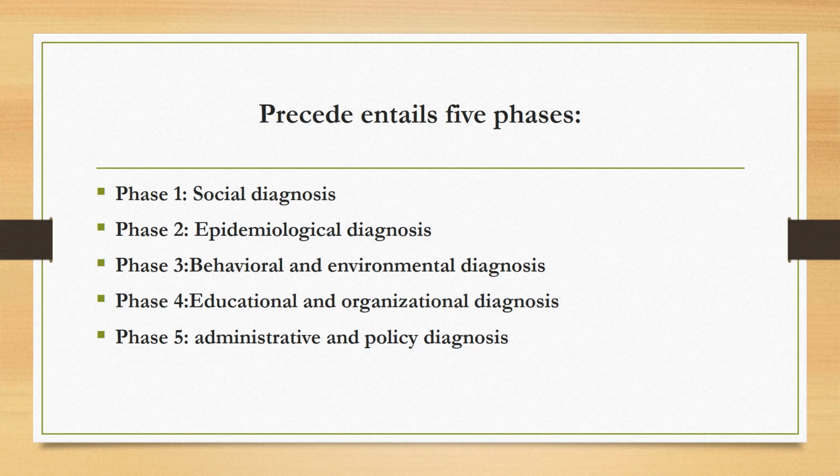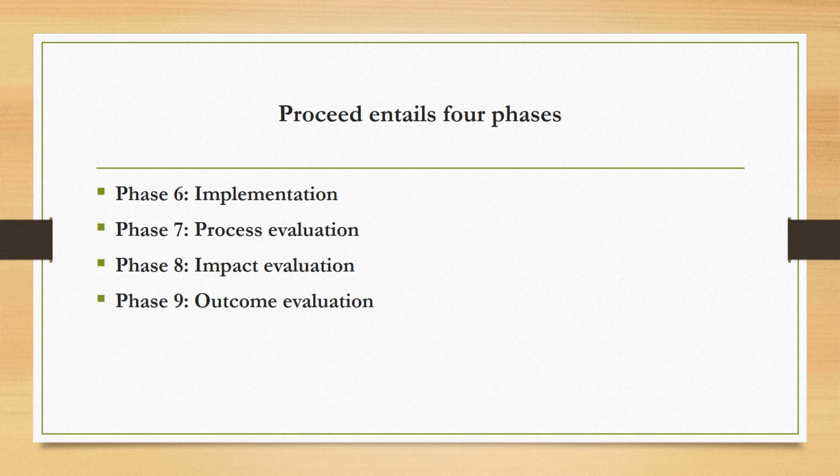But first of all, we are going to look at the PRECEDE branch, which contains 5 major phases. These 5 major phases are social diagnosis, epidemiological diagnosis, behavioral and environmental diagnosis, educational and organizational diagnosis, administrative and policy diagnosis. The second branch, which is the PROCEED level, which deals with the implementation and the evaluation process, includes 4 major branches, and they are implementation, process evaluation, impact evaluation, and the outcome evaluation.